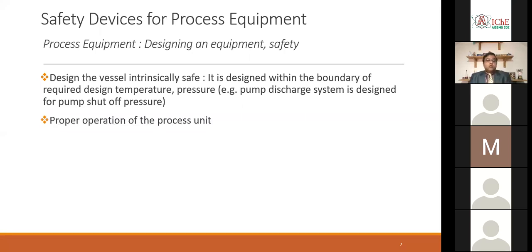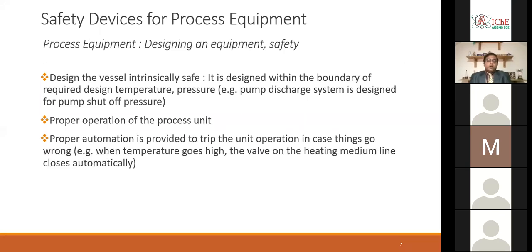Second, we have to properly operate the process unit. As in the previous slide, I told you that there are operating and design temperatures and the vessel is not supposed to operate beyond those conditions. So the plant operation people have to ensure that they operate the unit within a certain envelope of operating conditions. Otherwise, nothing can save your equipment from failing.